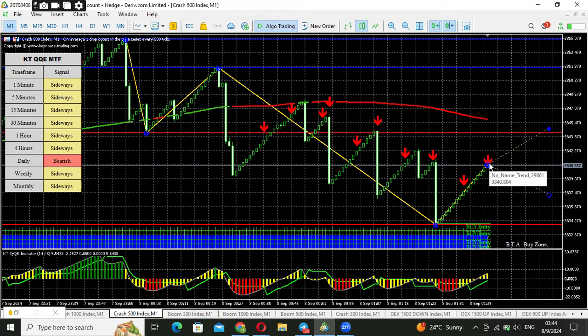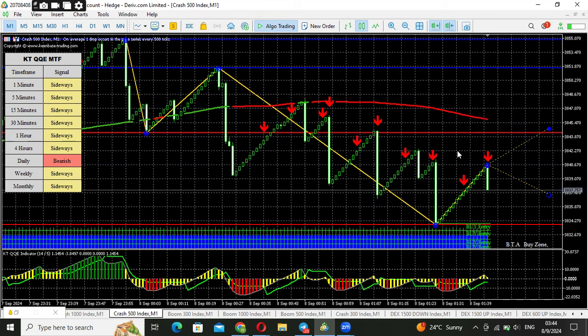So if it's crash, make sure that you follow these signals when this line is red. If this line is red, then you follow those signals. So this is the EMA 200. You should make sure that this line is red. When this line is red, then mostly when it gives you a signal, it will spike.